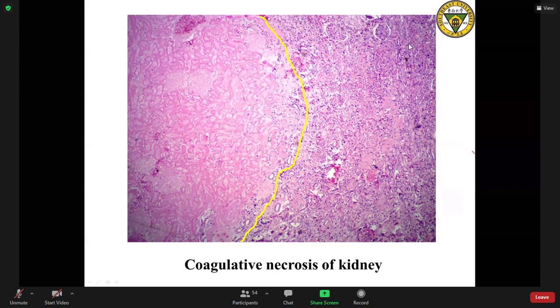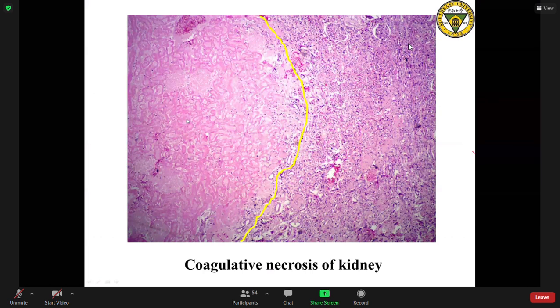It's also necrosis of kidney. This is low power. You can see the borderline. Here, I draw a yellow line. This area is a borderline. You can compare: the left part is necrosis tissue, and the right part is the normal tissue, or maybe inflammatory cells, or maybe congestion or hemorrhage in this area.